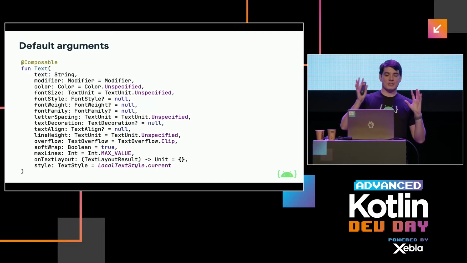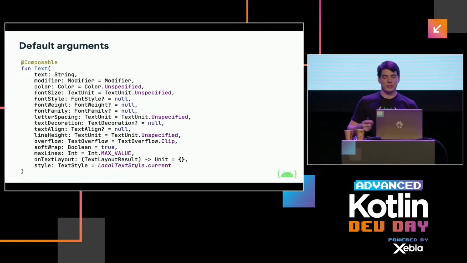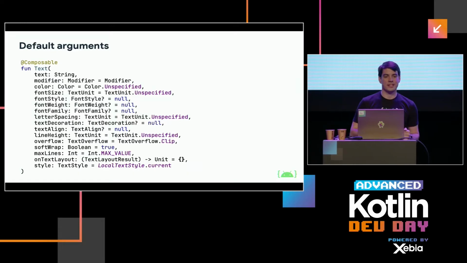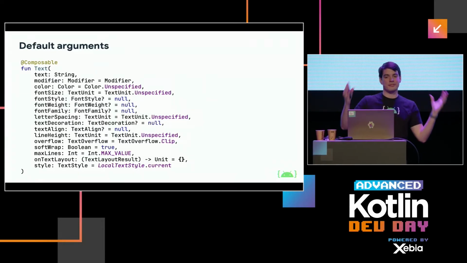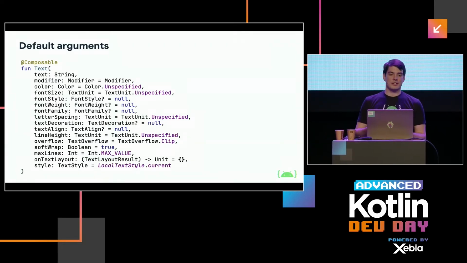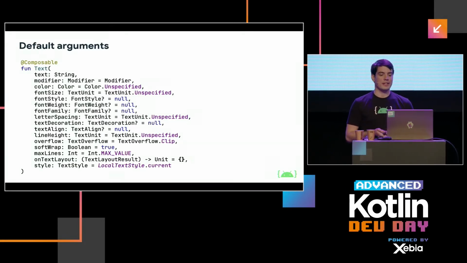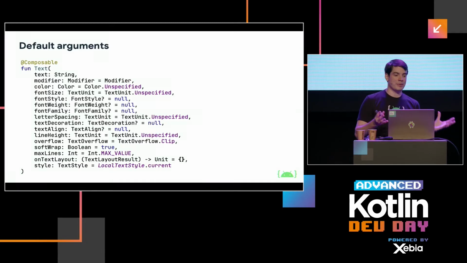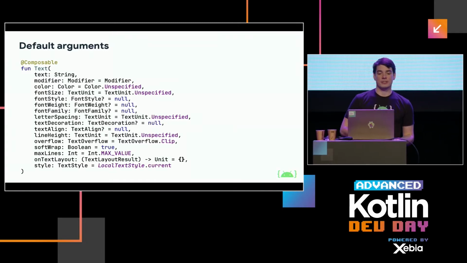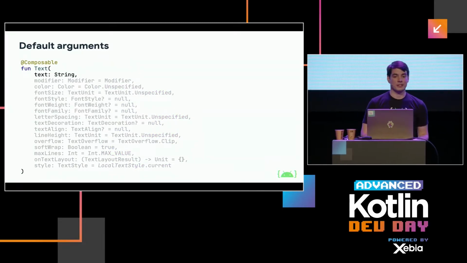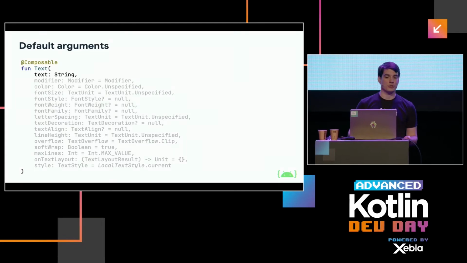And that's a small example of default arguments in Compose, but I really want to stress that default arguments are used very heavily in Compose. So here's, for example, the text function, which you use to show text on the screen. And as you can see, this has an overwhelming amount of parameters. But the only required parameter is this string at the top, and everything else is optional.